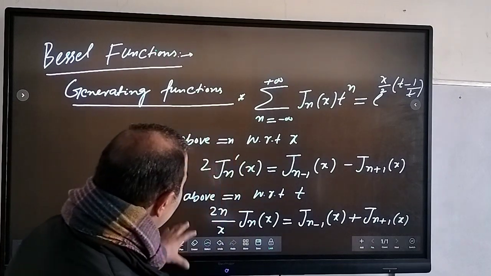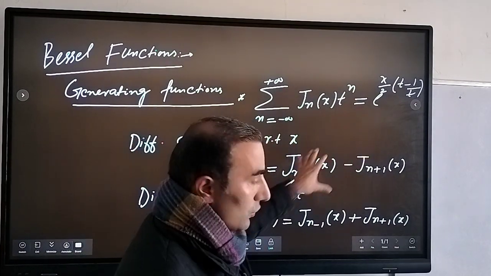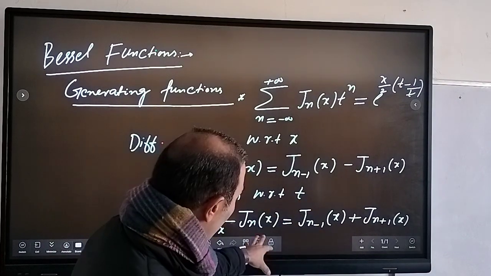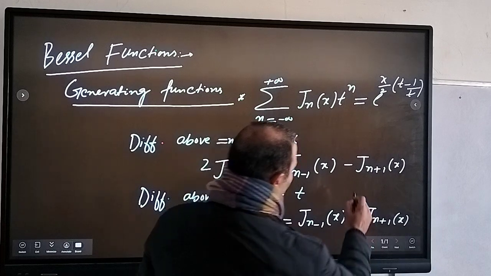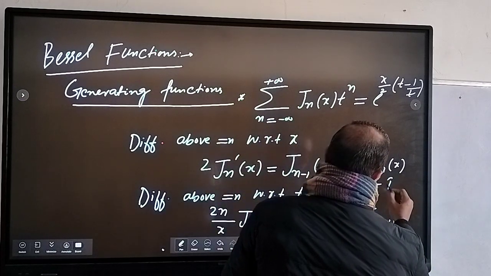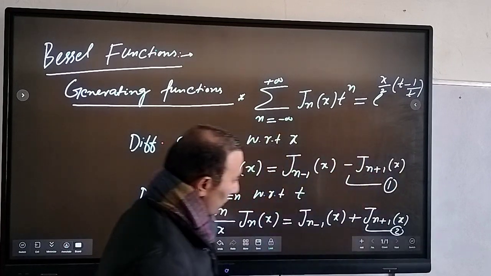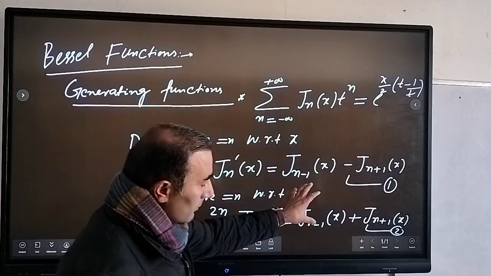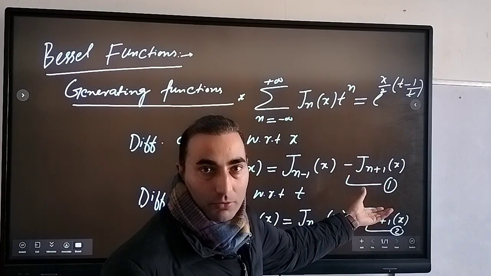Again, if you take this equation and differentiate it with respect to t, we'll get another recurrence relation. So we can get two sets of recurrence relations: this is recurrence relation first and this is recurrence relation second. From these two recurrence relations, you can get some more recurrence relations, right?